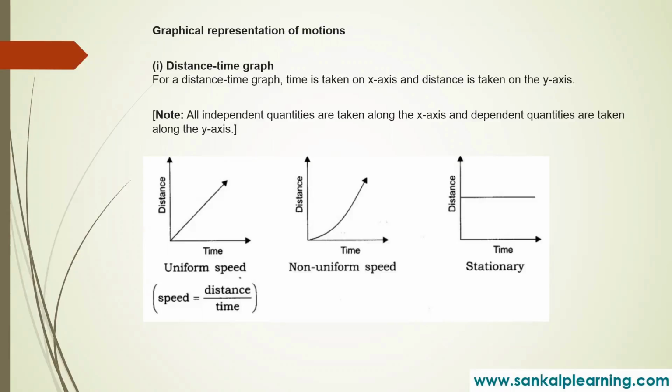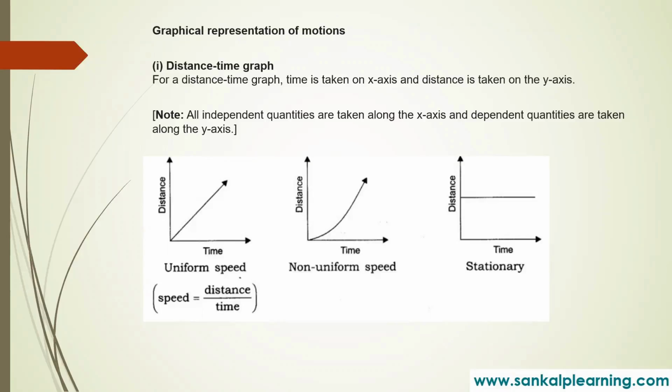For example, first 10 minutes 2 kilometers, next 10 minutes 2 kilometers, next 2 kilometers again in 10 minutes. If the time interval and the distance covered are maintained properly, then it is nothing but uniform speed, and the graph you can see in the first figure. Then the second one, non-uniform speed. See here, non-uniform speed. It is distance and time.